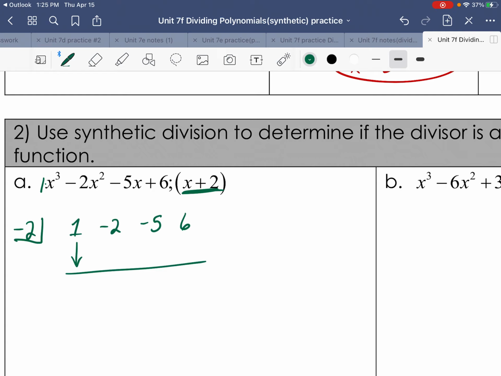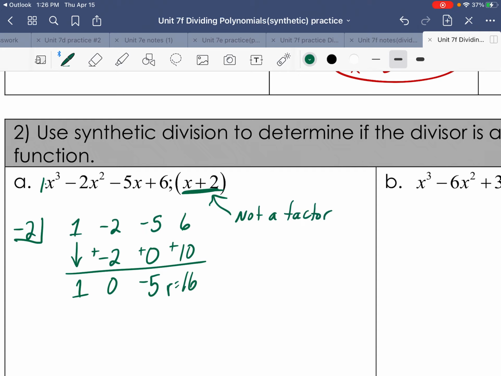Bring the 1 down. -2 times 1 is -2. Add. That'll give us 0. -2 times 0 is 0. Add. -5 plus 0 is -5. -2 times -5 is 10. Add. 16. So we have a remainder of 16. So x plus 2 is not a factor of x cubed minus 2x squared minus 5x plus 6.